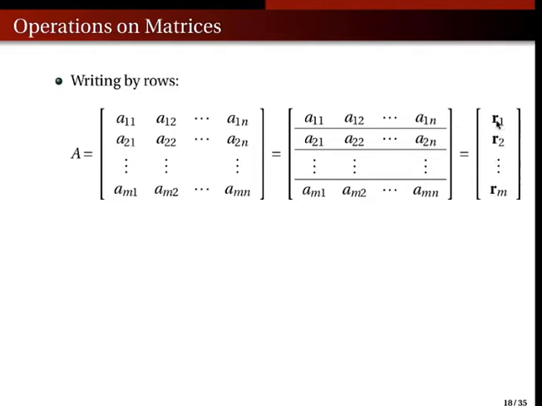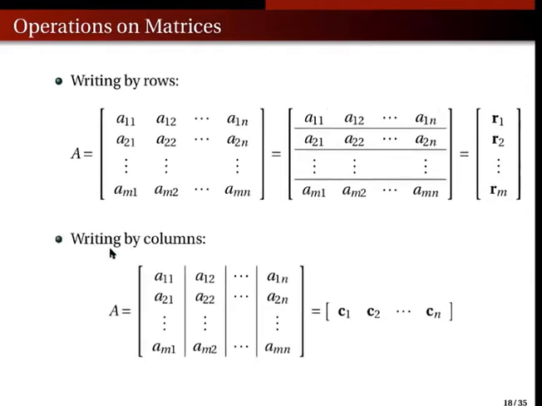Take note, I am using a small letter r in bold face because it's a row vector. So sometimes we'll just have to look at row 1 here.